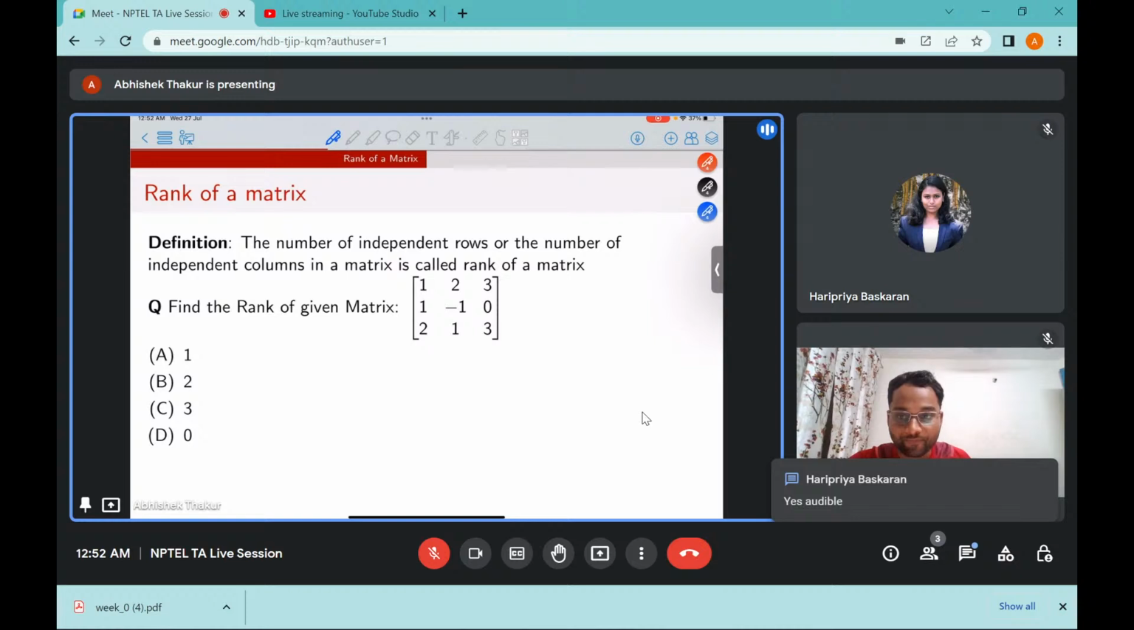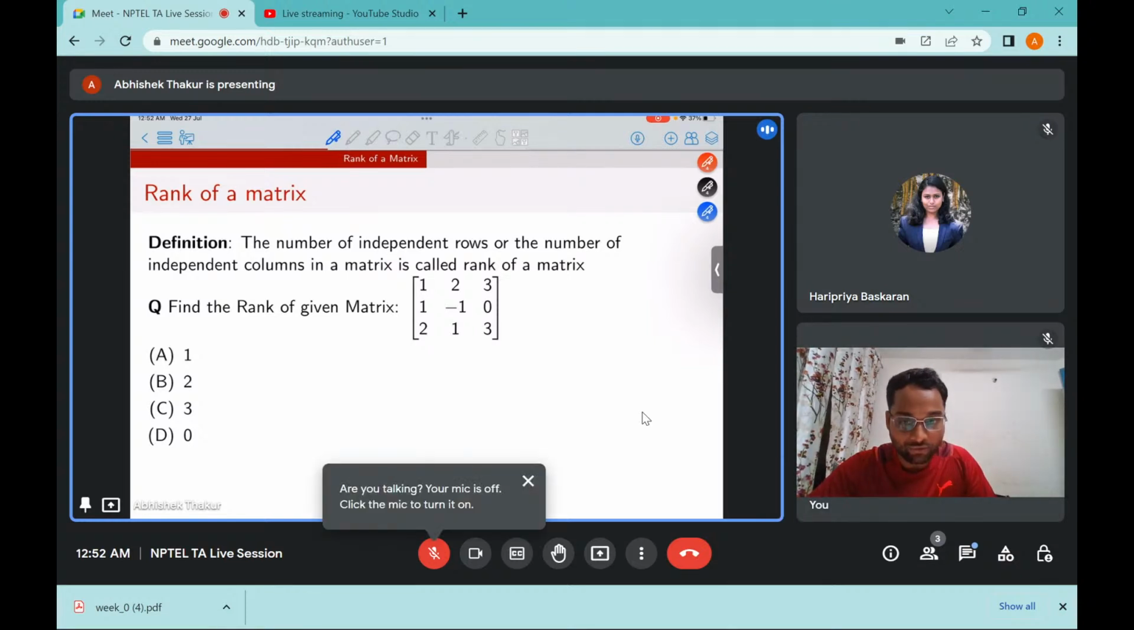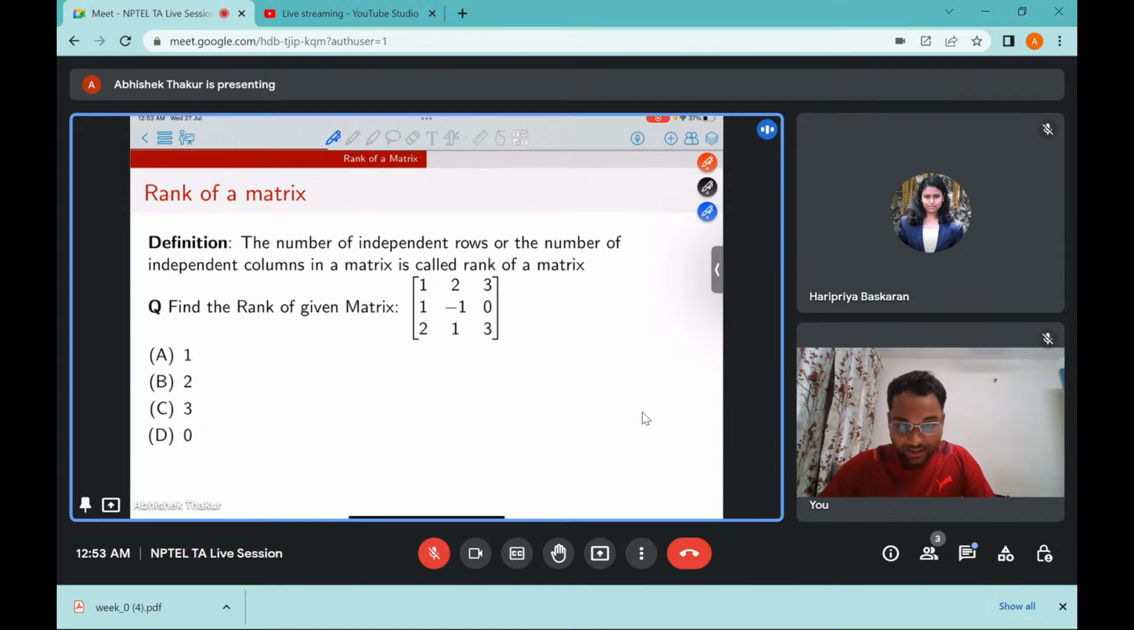So moving to this question. Given here is the matrix 1 2 3, 1 minus 1 0 and 2 1 3. So we have to find the rank of this matrix. As per the given definition, the rank is the number of independent rows or the independent columns in a matrix. In this matrix, you can see our row 3 is equal to row 1 plus row 2. So it is dependent on row 1 and row 2. So row 3 is the dependent row. Here there are two independent rows. So the rank of the given matrix will be 2.